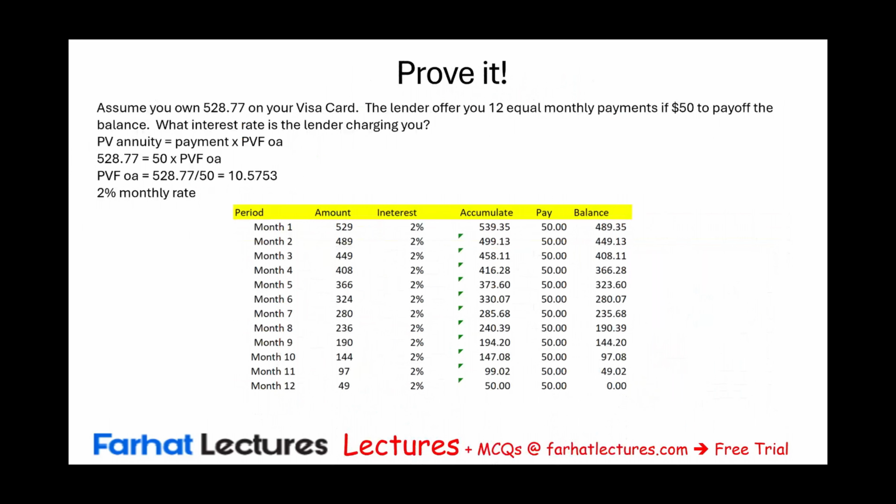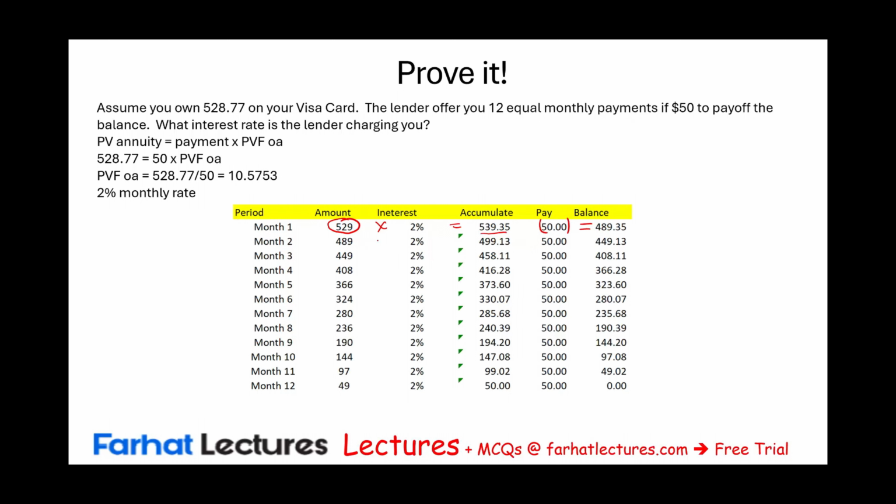Here we go. If you have an amount of $529, what's going to happen? The first month, they're going to charge you another 2%, and your balance will become, at the end of the month, $539.35. Then you're going to pay $50. Remember, every month you pay $50. The remaining balance is $489.35.